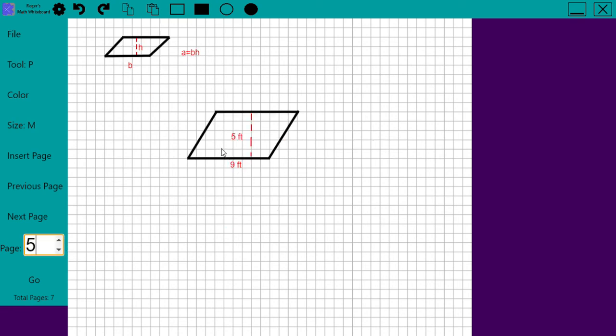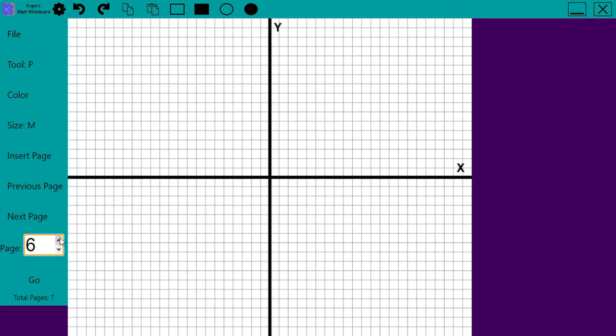This shape here is our parallelogram. The formula for area is right here: base times height. Too easy, right? Here our base is 9 feet and our height is 5 feet. So 9 times 5, we all know that, is 45 feet squared. So this is our area for this shape.